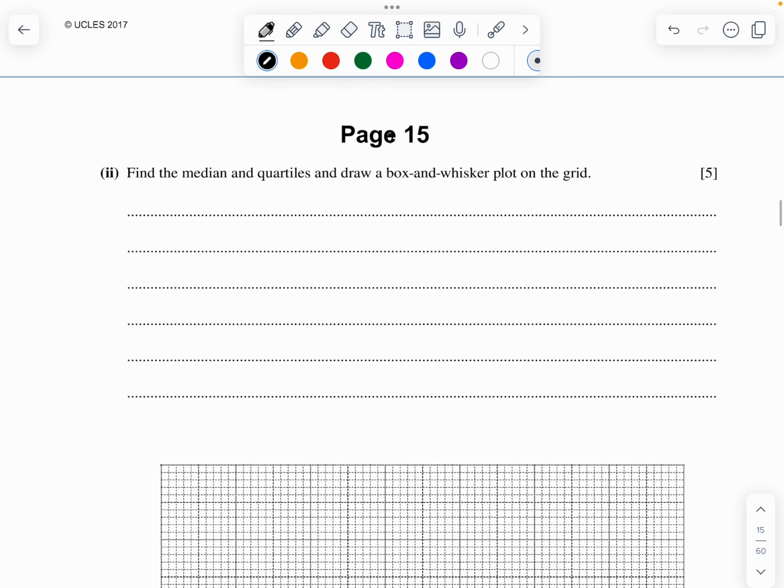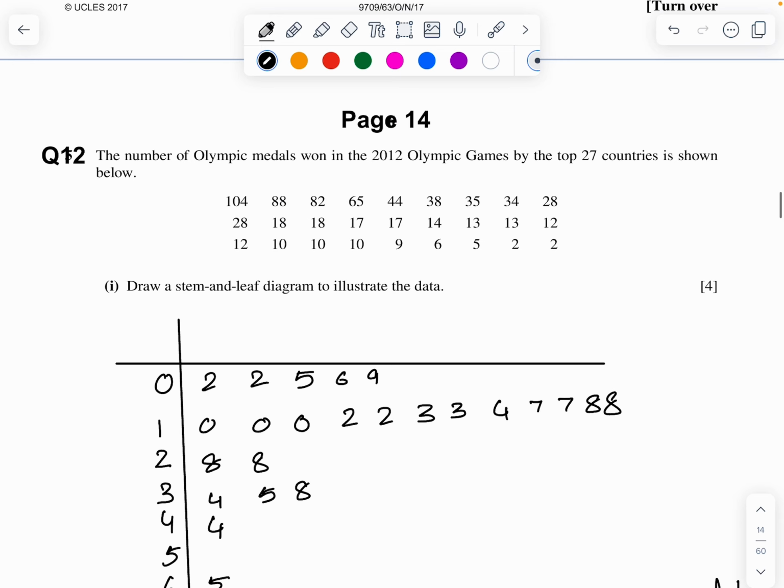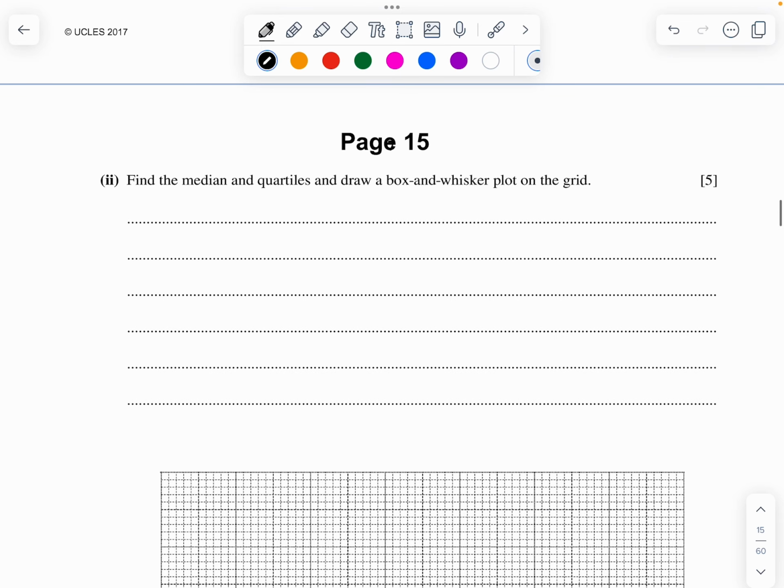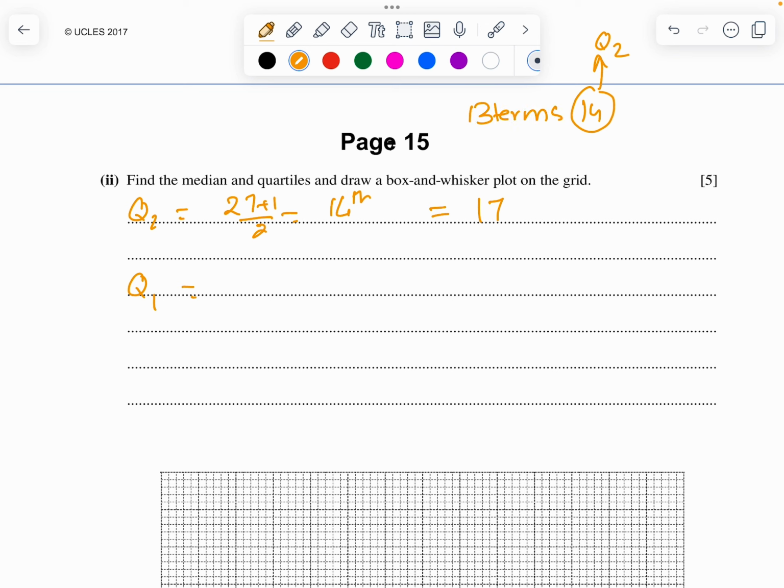Next, find the median and the quartiles and draw a box and whisker plot. So how many are there in total? 27. For the median Q2, 27 plus 1 by 2, which is the 14th term. The 14th term is going to be 17. For Q1, the 14th term is your Q2, so there are 13 terms on your left side and 13 terms on your right side.